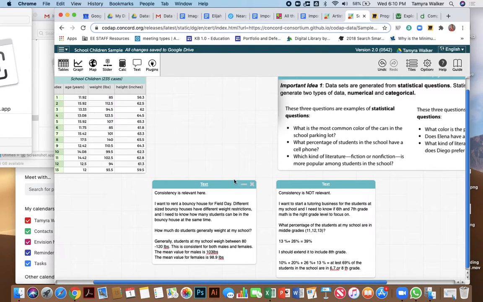When we're thinking about our projects, it's important to understand whether consistency is relevant to the data set or not. Because if consistency is relevant to the statistical question you're asking, then that means you need to use various measures of center to answer your question. All right, so let's go through this example very quickly.